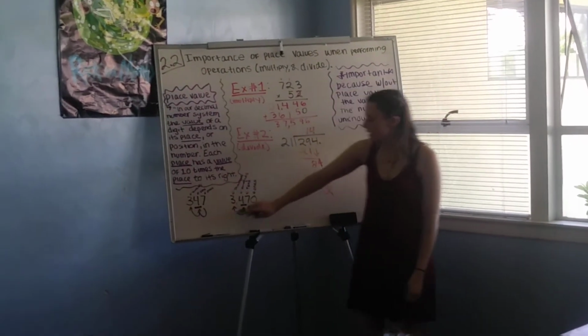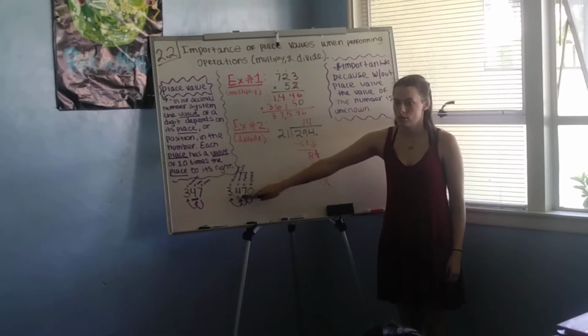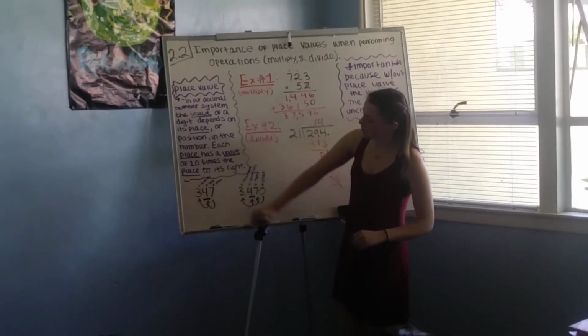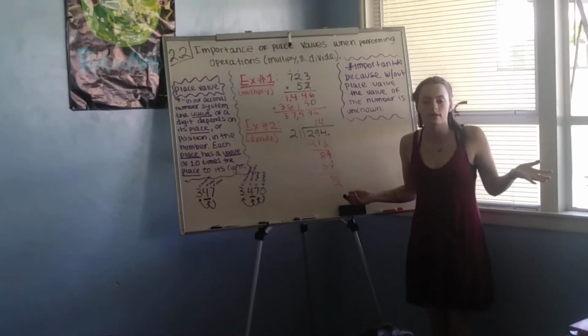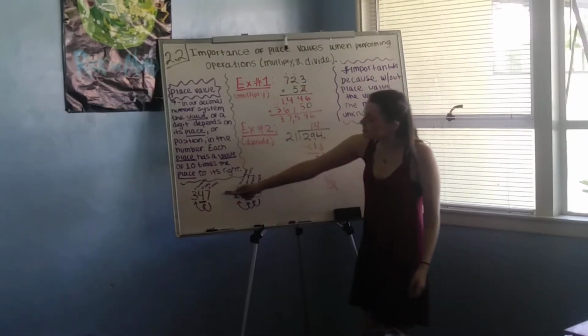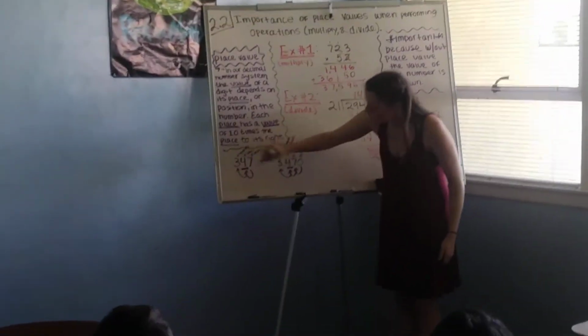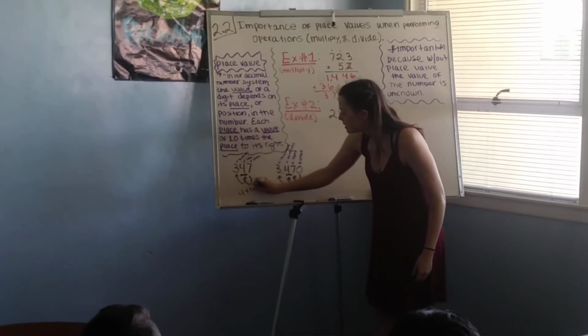Okay, so what does this 4 represent in 347? 40, yes. And in 3,470, what does the 4 represent? 400. Okay, so why is it that this 4 represents 40, but this 4 represents 400, but they're both 4s? Because in this number, the 4 is in the tens place value. So what would 4 times 10 be?